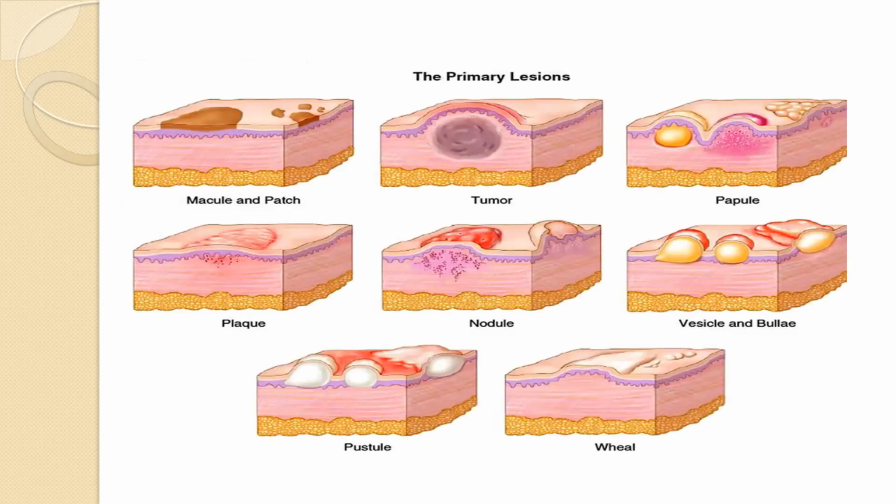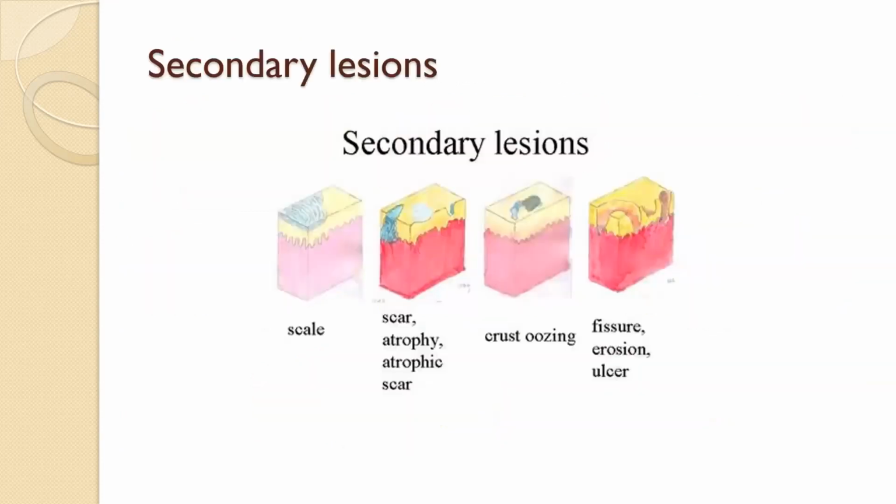So these are an illustration of what I just mentioned, where you have your macule and patch, your tumor, and your papule, which is a bit of an elevated lesion of less than 1 centimeter, then a plaque, nodule, vesicle, bulla, pustule. This will be on Prof. Musa's site, so you can go ahead and have a deeper look. Secondary lesions develop from an affected epidermis, excoriated, inflamed, where you have manifestations such as scarification, scaling, crust, oozing, and basically fissure, erosion, or ulceration.